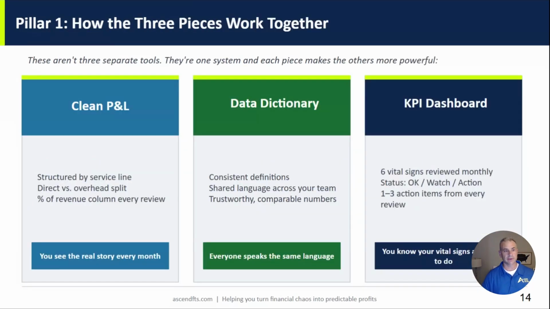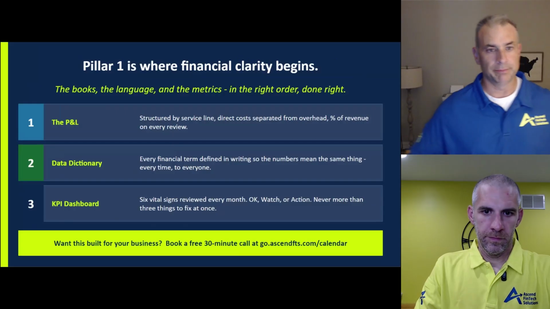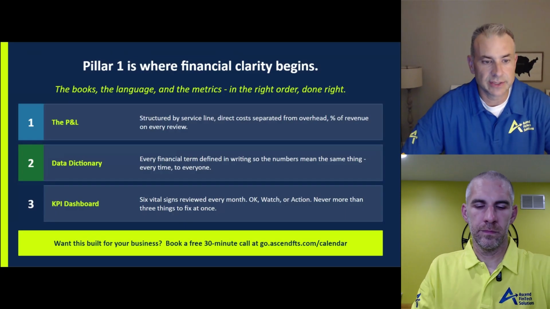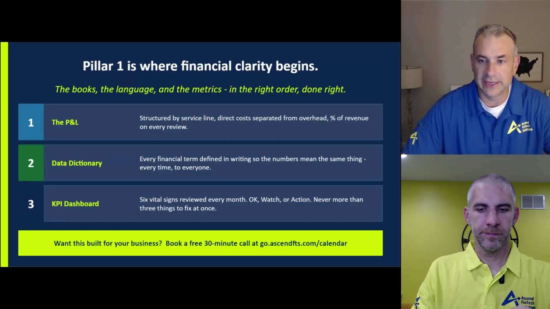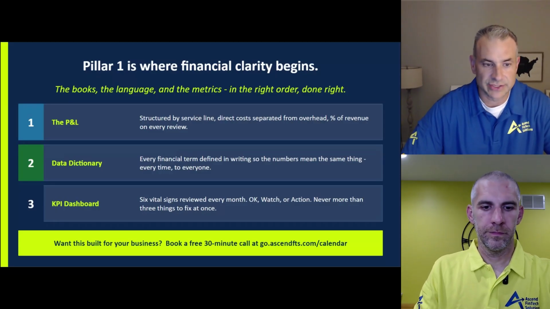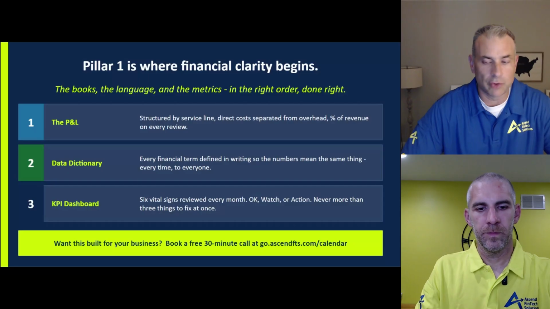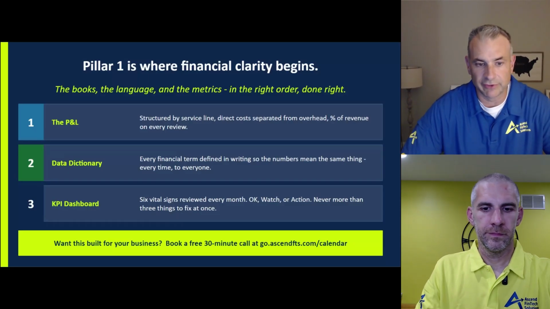So that's pillar one. These are the three pieces and how they work together to get you the right numbers to take the right action in your business. It's all about the clean P&L, a data dictionary that aligns the team, and then the KPIs that will help you gauge your performance and know when you need to adjust or accelerate on various actions. So pillar one is where the financial clarity begins, and we are here to help bring financial clarity out of financial chaos.